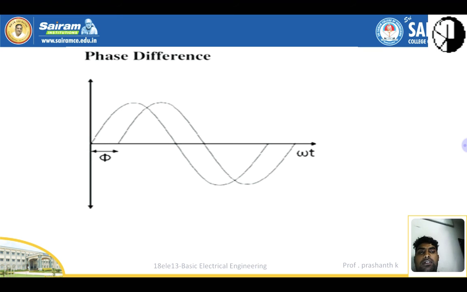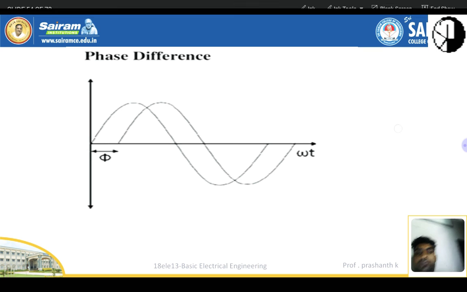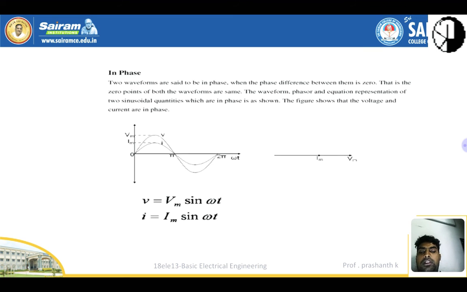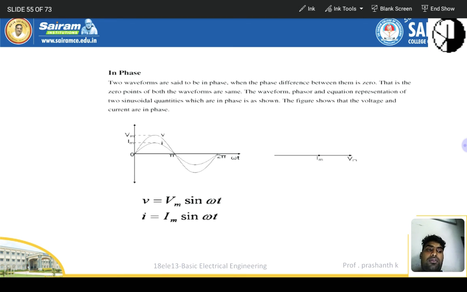And next we have in phase. Current and voltage are in phase with each other. I and V are in phase: V is equal to Vm sin omega t, I is equal to Im sin omega t. So that's why it's called in phase. The example is a resistive load. Keep it in your mind, a resistive load we can consider for in phase.